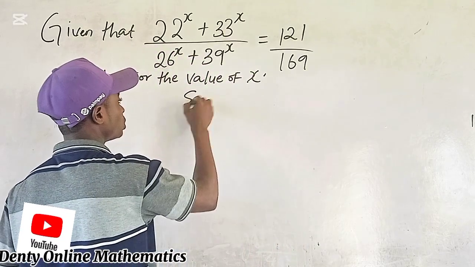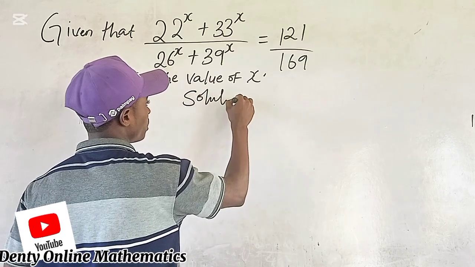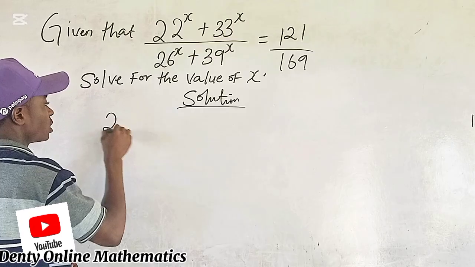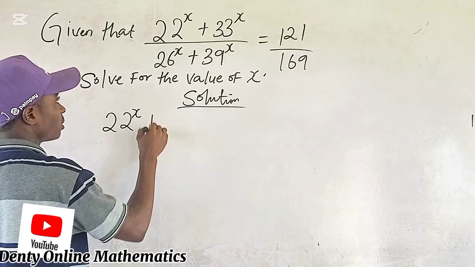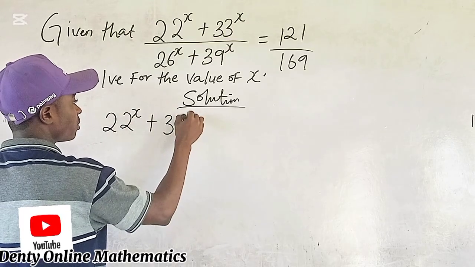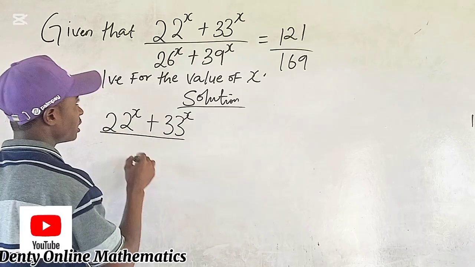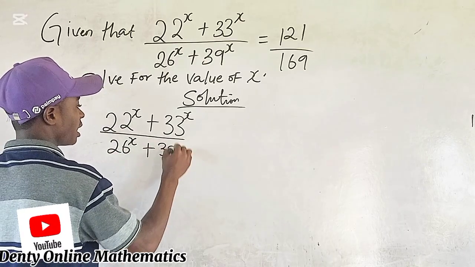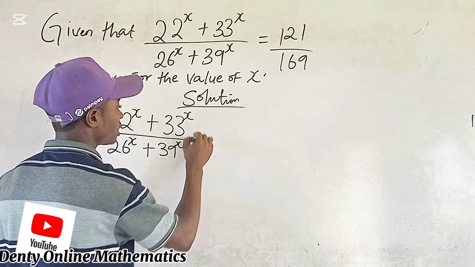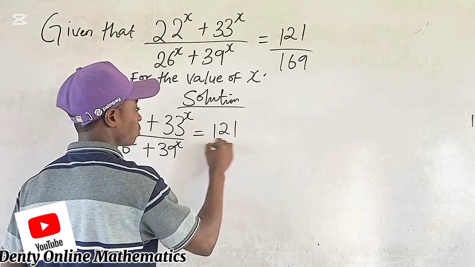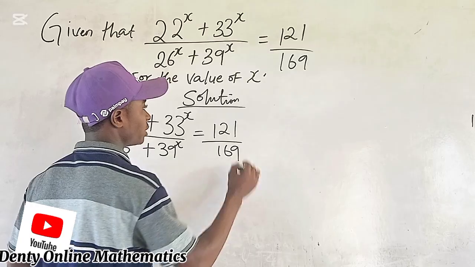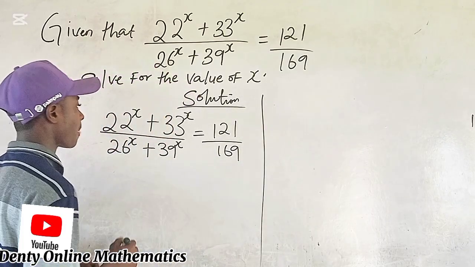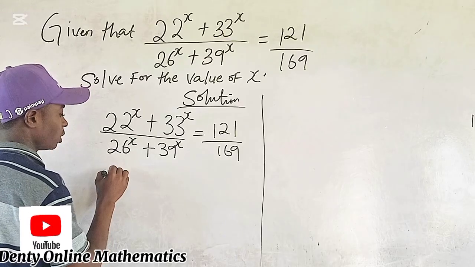Now, here's the solution to this problem. What we have here is 22 raised to the power of x plus 33 raised to the power of x, divided by 26 raised to the power of x plus 39 raised to the power of x, to be equal to 121 divided by 169. Now, this is what we need to know.